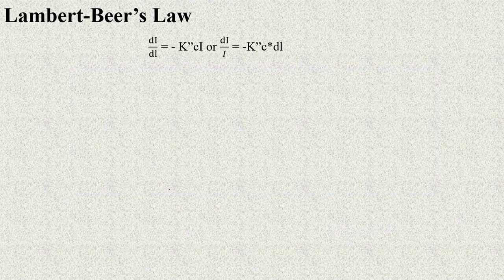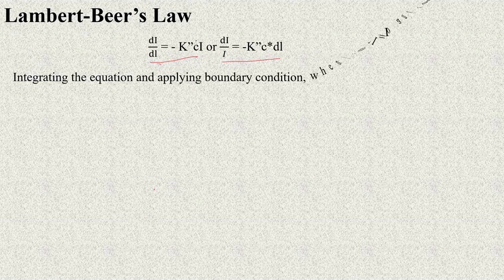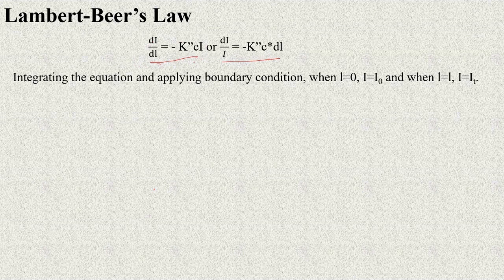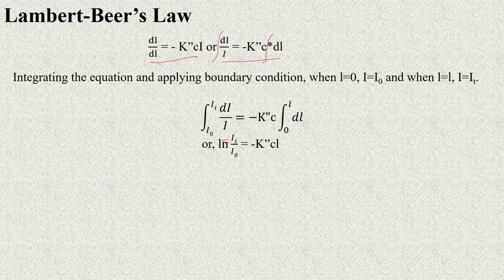So we can rearrange this equation like this, and then integrate it with the boundary condition that when l is equal to 0, I is equal to I0, and when l is equal to L, I is equal to IT. From this we get ln IT by I0 is equal to minus k dash CL.